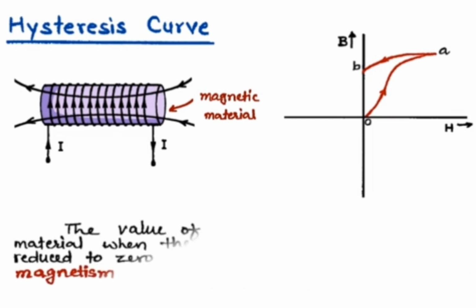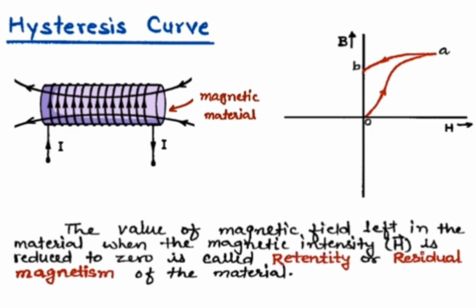So the value of the magnetic field left in the material when the magnetic intensity H is reduced to 0 is called the retentivity or residual magnetism of that particular material.